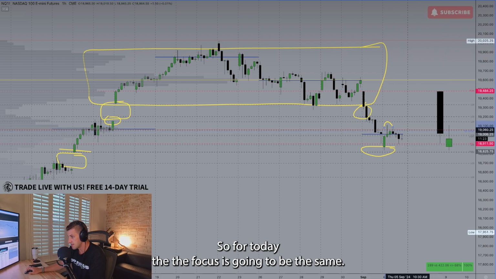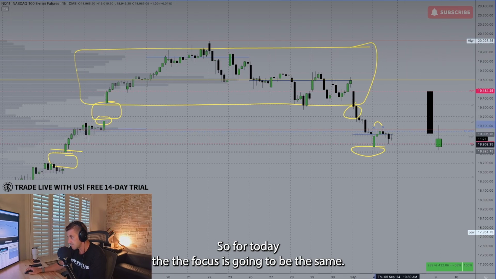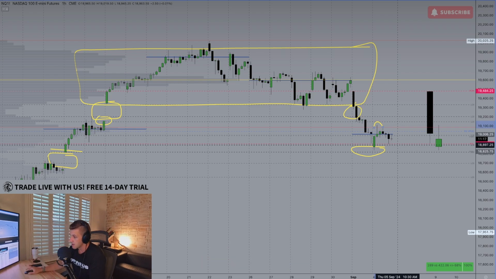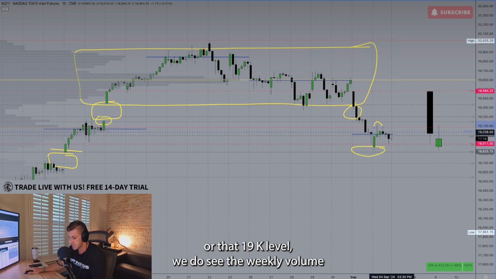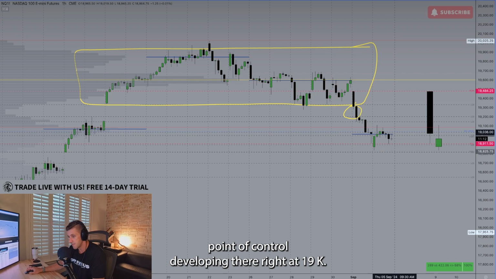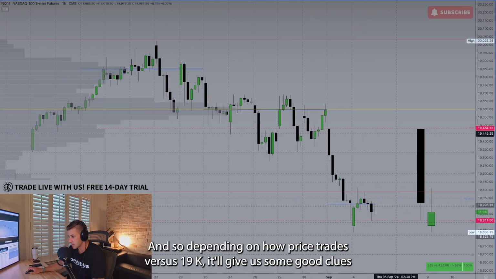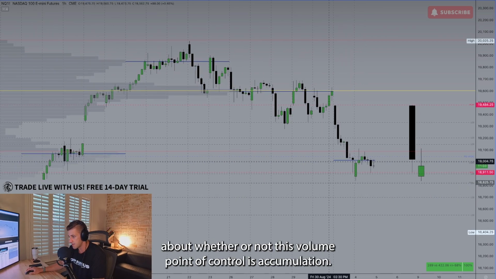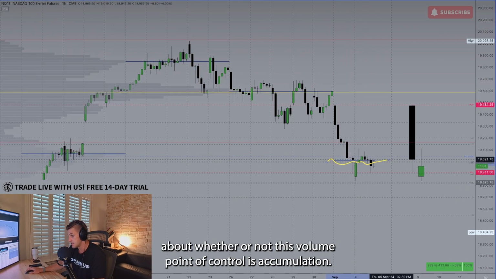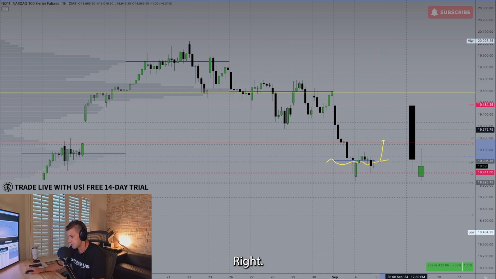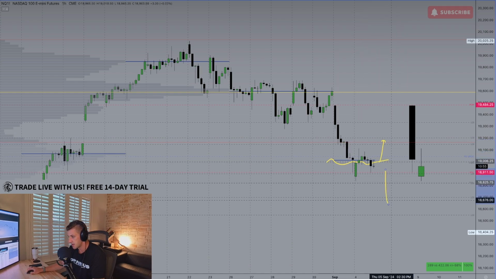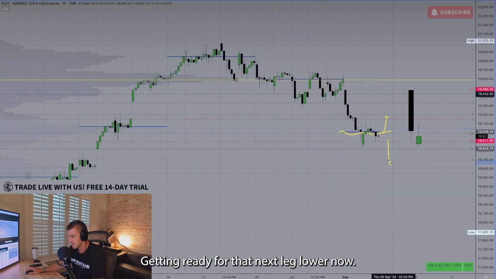So for today, the focus is going to be the same. Looking at how price responds to that 18,900 area or that 19K level. We do see the weekly volume point of control developing there right at 19K. And so depending on how price trades versus 19K, it'll give us some good clues about whether or not this volume point of control is accumulation, right? Which would suggest higher prices, or more redistribution, getting ready for that next leg lower.